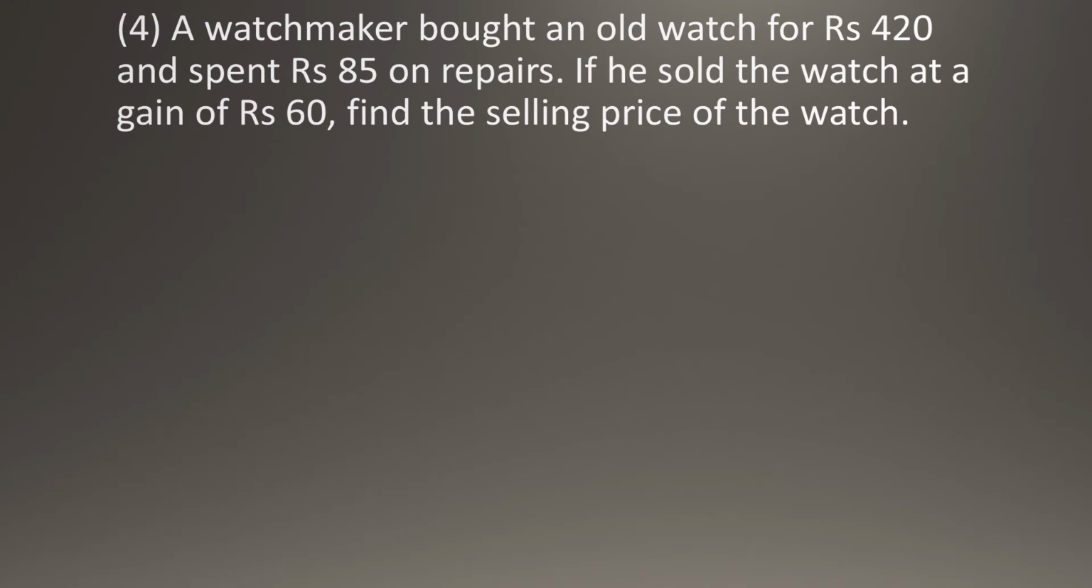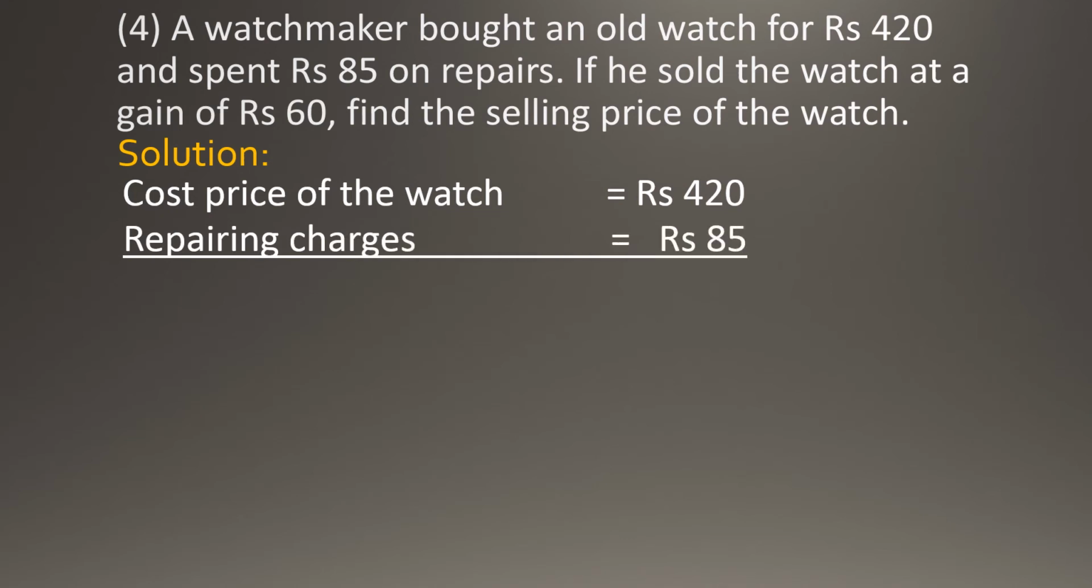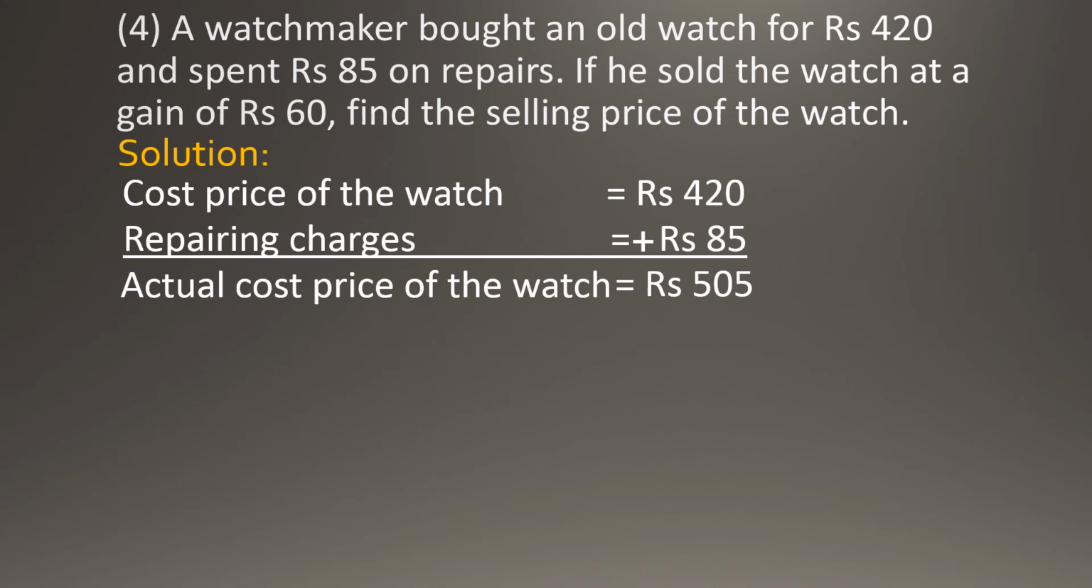Let us solve one more question. Question number 4. A watchmaker bought an old watch for rupees 420 and spent rupees 85 on repairs. If he sold the watch at a gain of rupees 60, find the selling price of the watch. See, in this question, cost price of the watch is equal to rupees 420 and repairing charges is equal to rupees 85. So the actual cost price of the watch is equal to the addition, rupees 420 plus rupees 85. We get rupees 505.